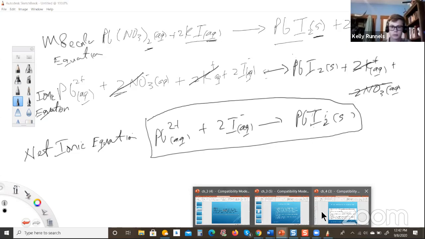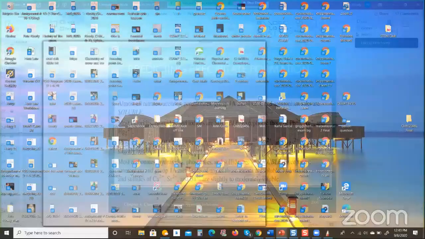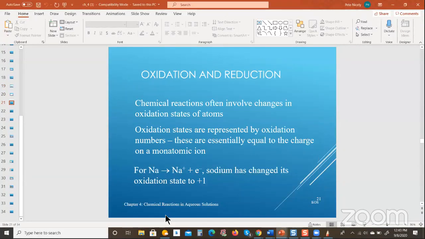So the next thing I want us to talk about, which I think will be the last topic in this chapter, deals with redox reactions. Redox is the abbreviation for oxidation and reduction, all right? So first thing we're going to say here is that there are some reactions, not all, but some, which involve what we call changes in the oxidation states. And these oxidation states are represented by what we call oxidation numbers.